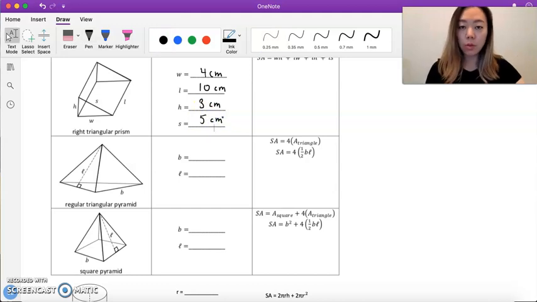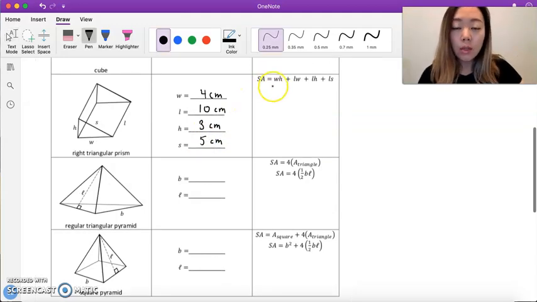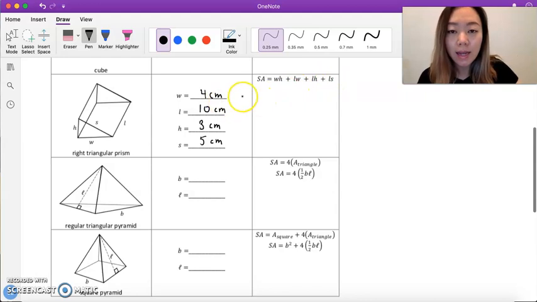Okay, oops, I scrolled down too much. Then the surface area is width times height plus length times width plus length times height plus length times side.